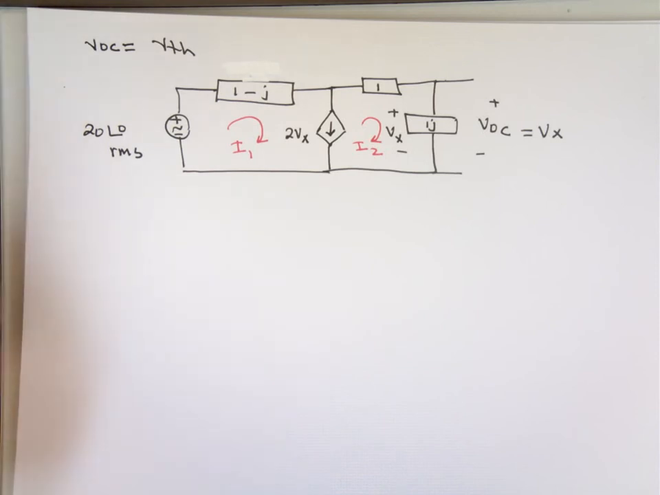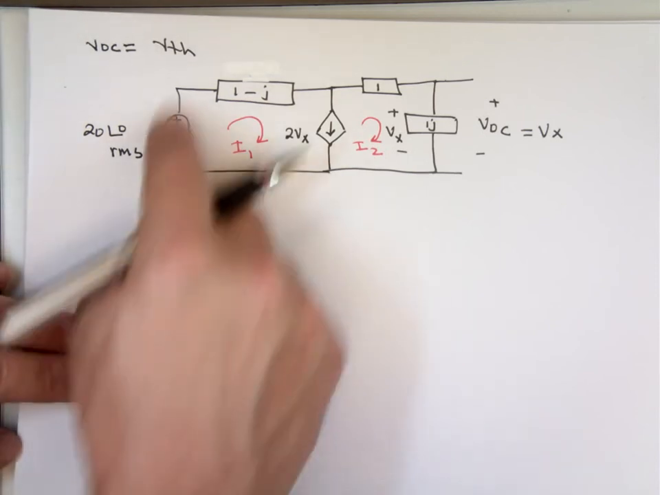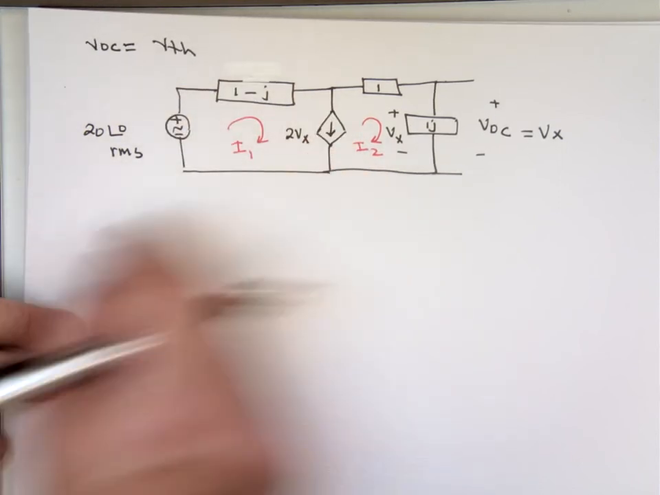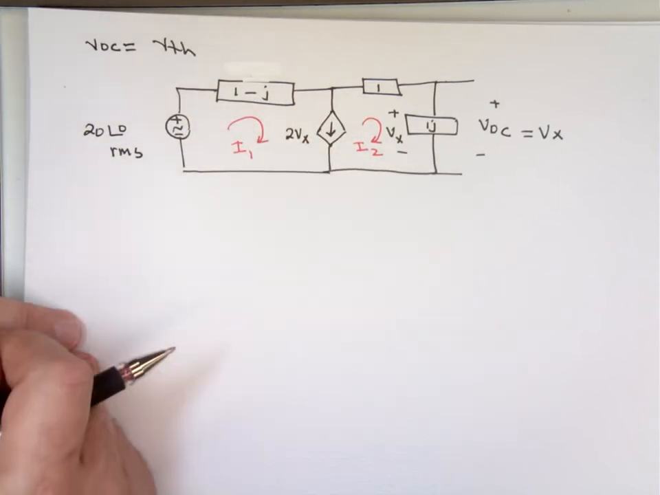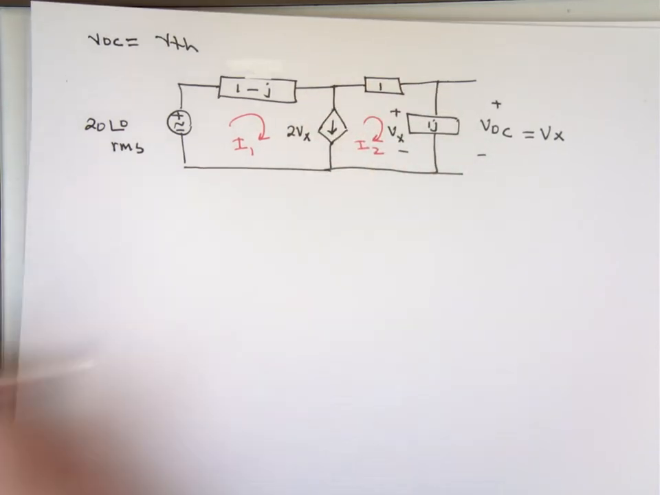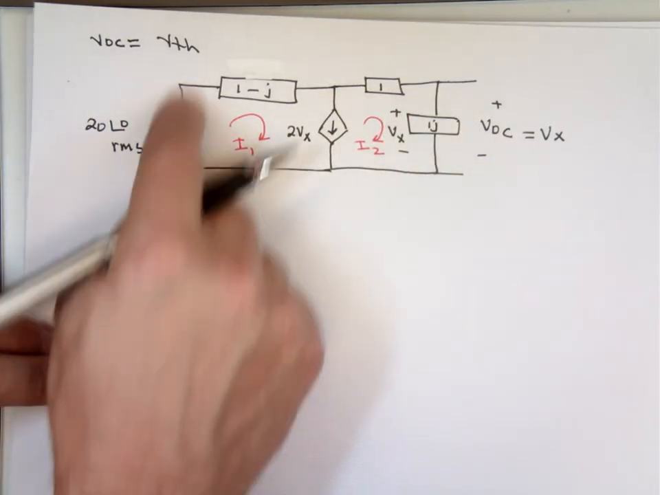Can I do one loop right there? KVL right here? No. Why? That's a current source. Can I do a KVL right here? No. That's a current source here too. Can I do a KVL on the outside? Yes.